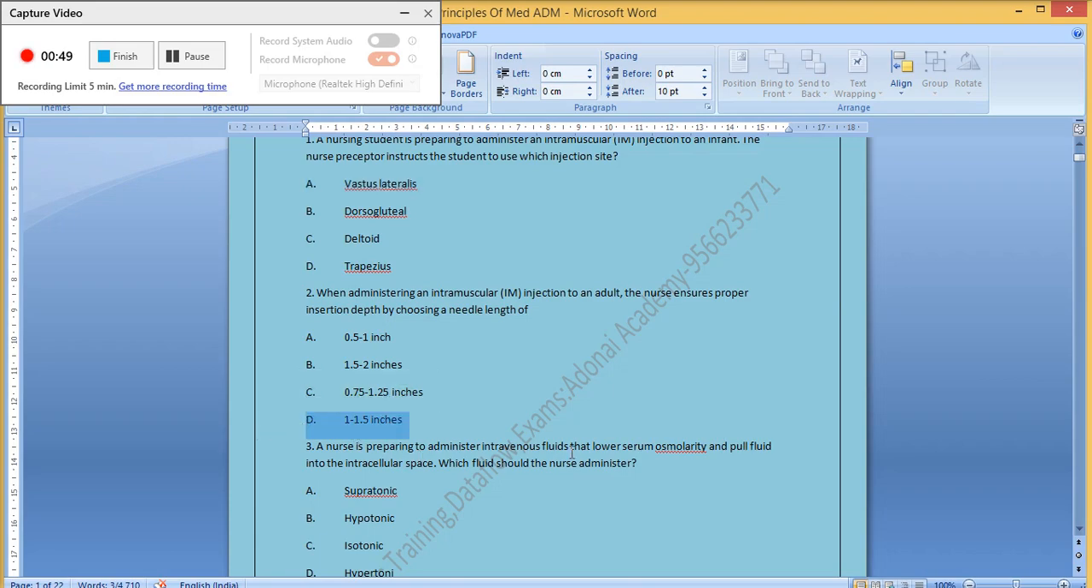1 to 1.5 inches. A nurse is preparing to administer intravenous fluid that lowers serum osmolality and pulls fluid into the intracellular space. Which fluid should the nurse administer? A. Isotonic, B. Hypotonic, C. Isotonic, D. Hypertonic. The correct answer is B. Hypotonic.